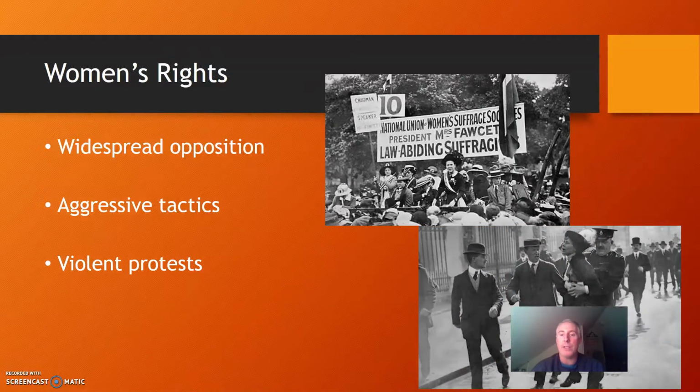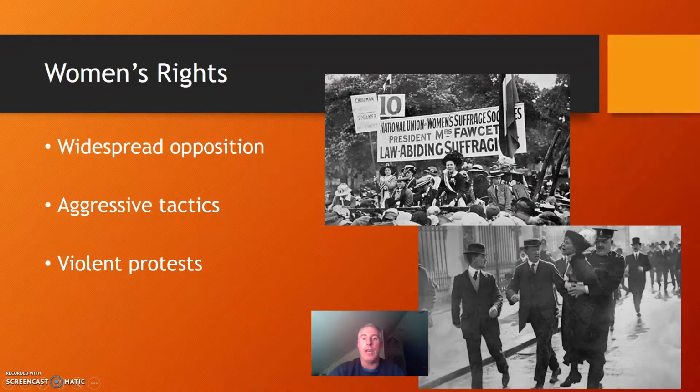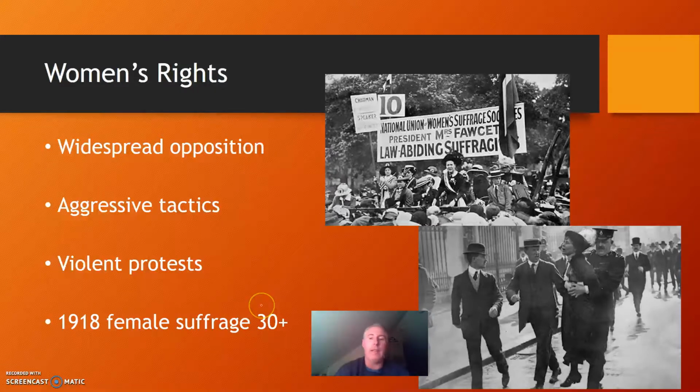Here you have a famous picture of a leading suffragette from Britain, Emmeline Pankhurst, being pulled away forcefully by police officers. You can see it's creating quite a scene. Even actions such as this did not result in fast-moving reforms. It wasn't until 1918 that women were finally granted the right to vote, but only if they were over the age of 30.